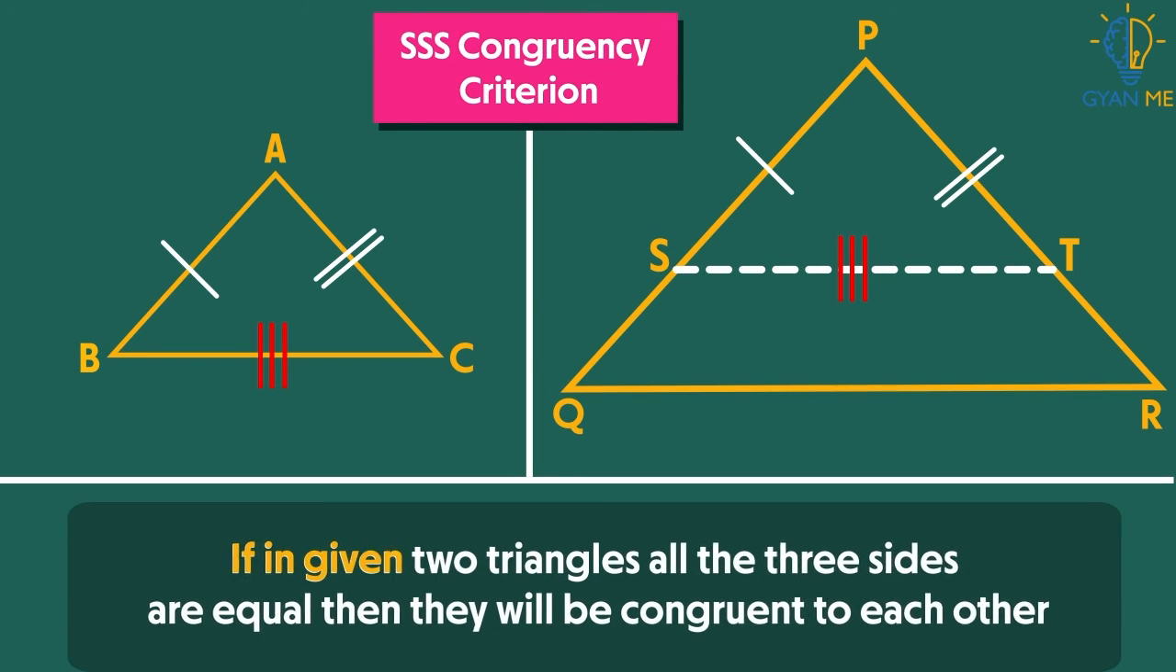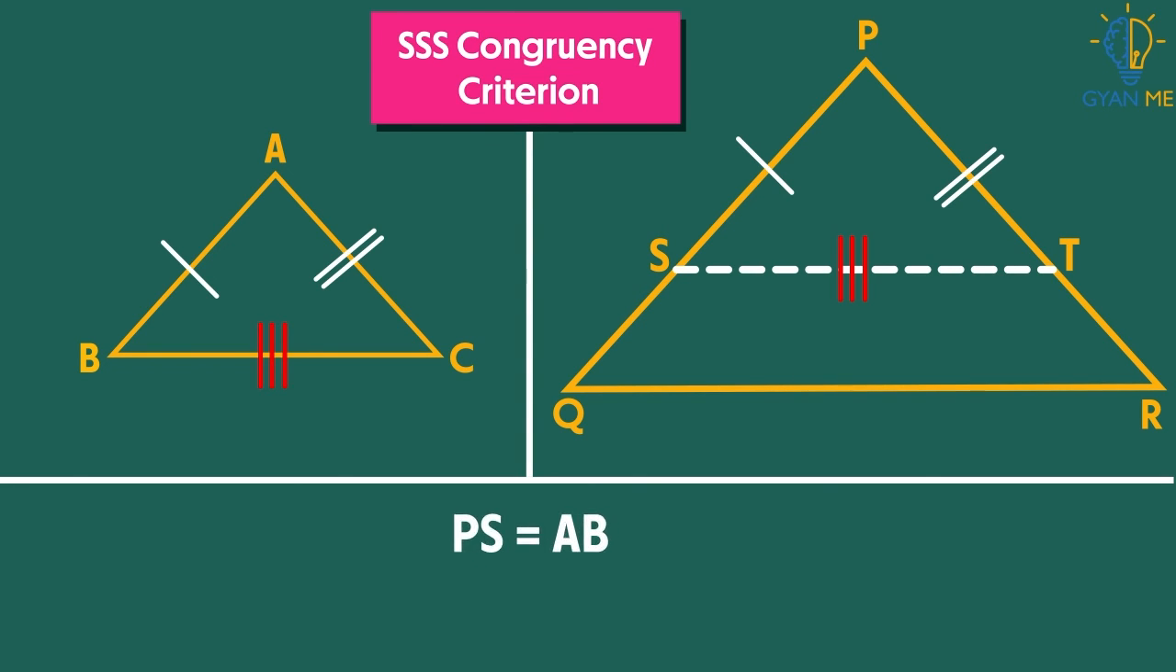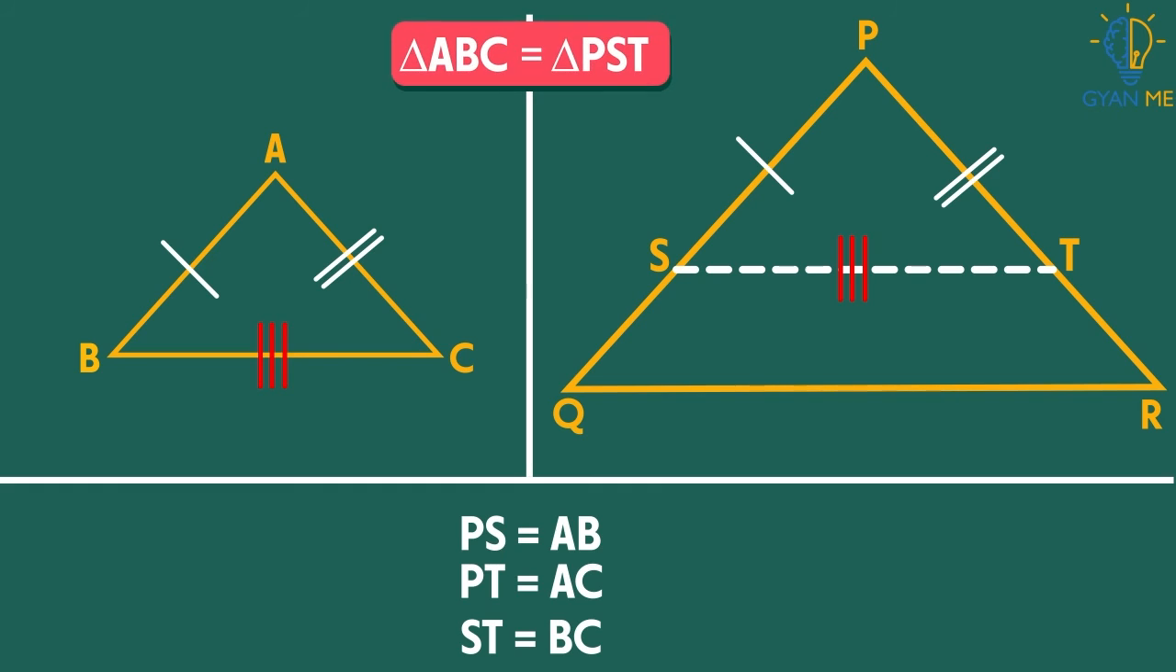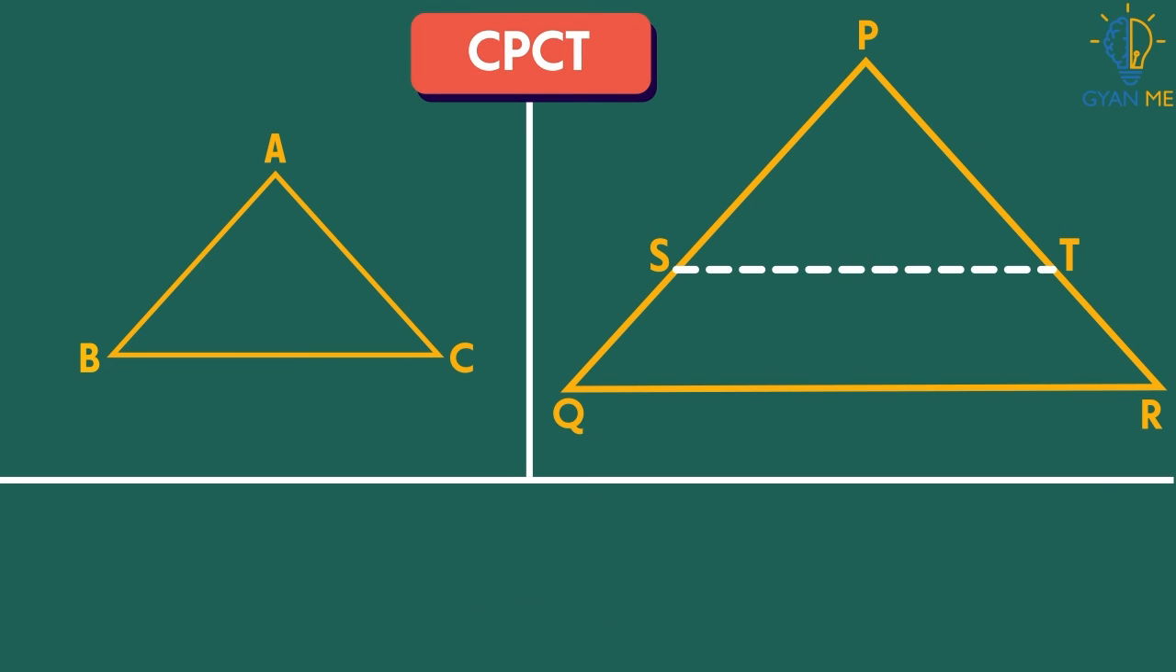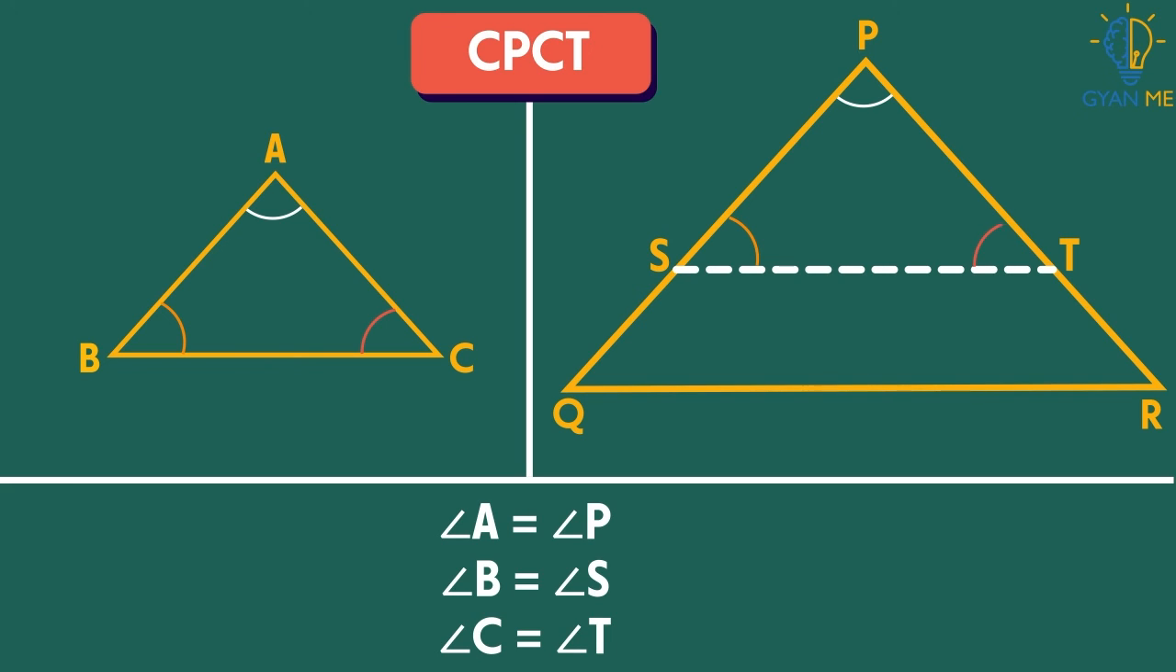According to this criteria, if in given two triangles all three sides are equal, then they will be congruent to each other. So here in our case also, all the corresponding sides of both these triangles, that is PST and triangle ABC, are equal. So they are congruent. Now apply CPCT. We get angle A is equal to angle P, angle B is equal to angle S, and angle C is equal to angle T.